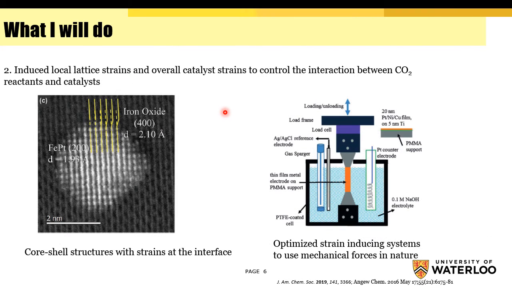In terms of strain, we can either use lattice strain that comes from the lattice mismatch between materials. For example, we can have this core-shell structure that has lots of strain at the interface. The other way to do it is to induce some large-scale strain. We can use this machine to extend the catalyst and induce some tensile strain. But the problem with this setup is that we do not have this tensile machine in nature. So I want to design some systems that use the mechanical forces in nature, for example, wind and tidal.